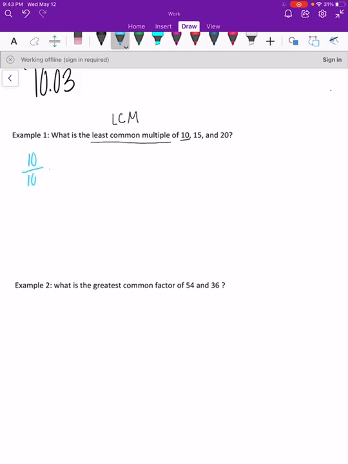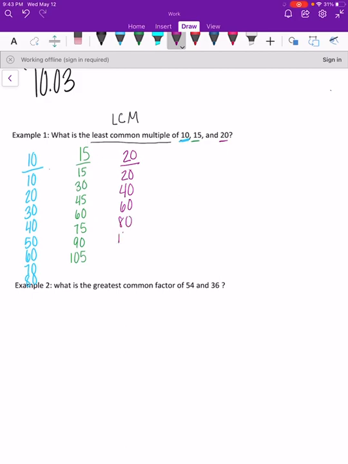So I have 10 as a multiple of 10, so is 20 and 30 and 40 and 50, 60, 70, 80. We're going to do the same thing for 15. We'll do 15 in green. So my multiples are 15, 30. I'm just counting by 10s over here. Now I'm counting by 15s. 45, 60, 75, 90, 105. And we'll do the same thing with 20. 20, 40, 60, 80, 100, we'll do 120.